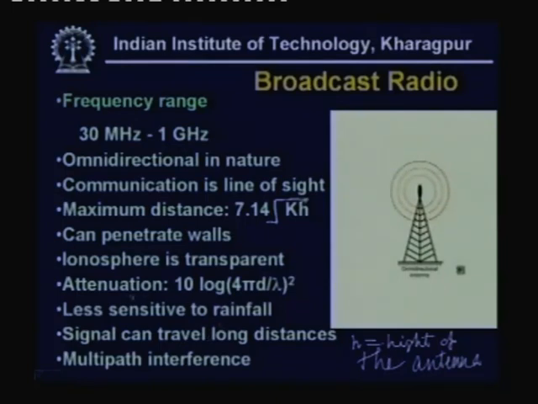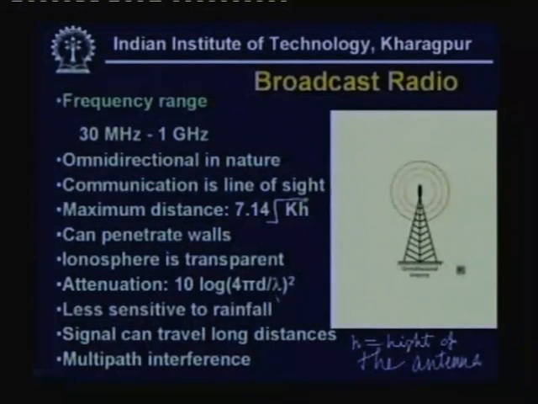However, here the attenuation is dependent on two parameters, and it is given by this relationship: 10 log (4 pi d by lambda) squared. As you can see here, d is the distance. The attenuation increases at the rate of d squared. As the distance increases, the attenuation increases significantly. That is why the longer the distance, the weaker the signal.